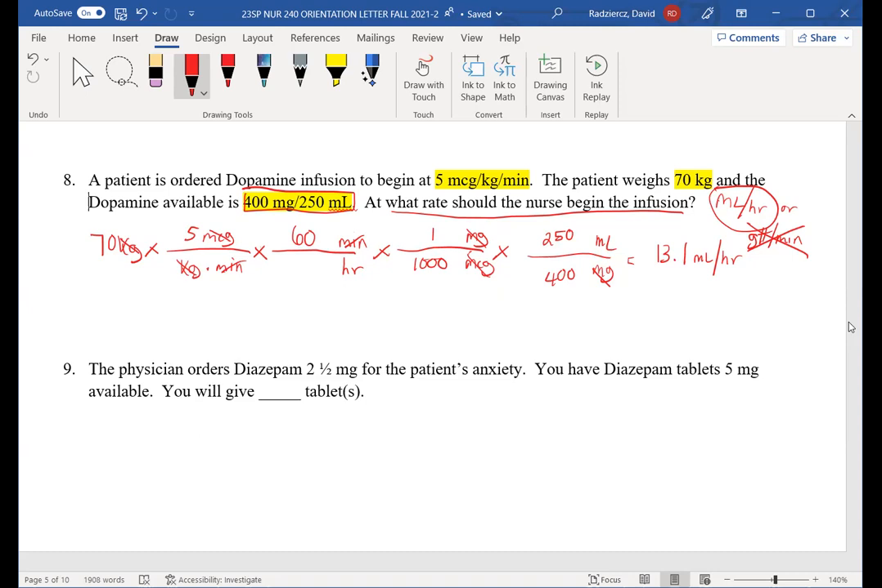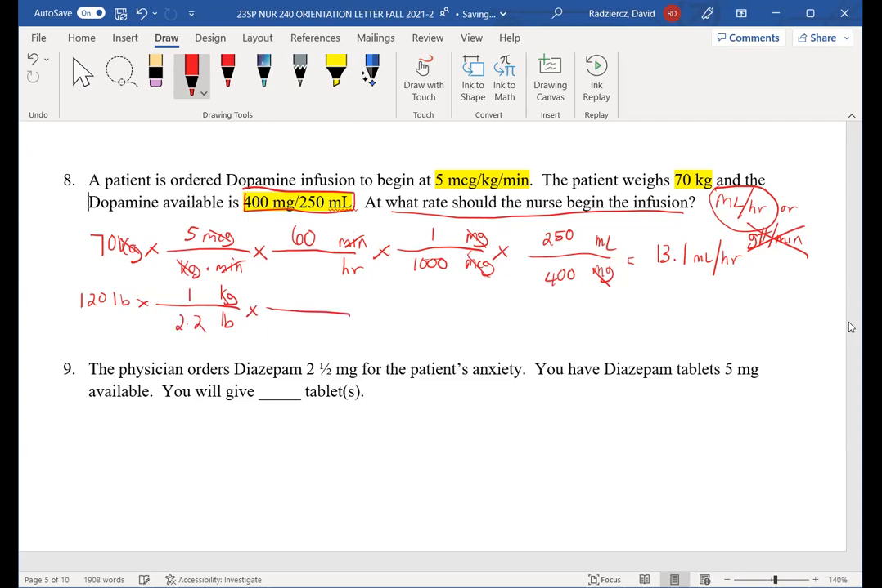So the only thing that would change for this question would be if we had a patient weight in pounds. So let's just say we had a patient that weighed 120 pounds. Then you would need to account for that, right? So you need to convert pounds to kilograms. You know how to do that, right? 2.2.